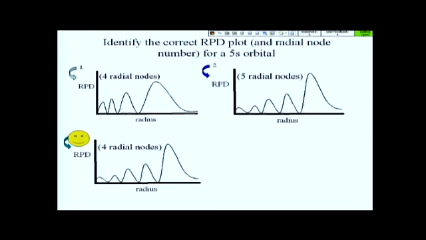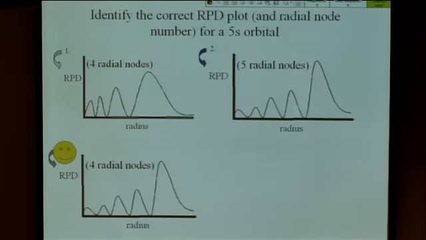All right, so it looks like 82% got the correct answer here. So you should know that there's 4 radial nodes, right? We have 5 minus 1 minus L. Is there a question?